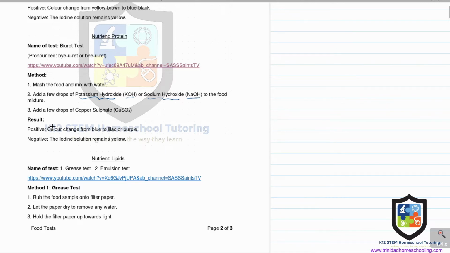And then if there is a positive result, if there is protein, the color will change from blue to lilac or to purple. Copper sulfate is naturally blue in color, so it will change from blue to lilac or purple. If not, the copper sulfate solution will remain blue. Your copy of your notes will have the corrected versions there.